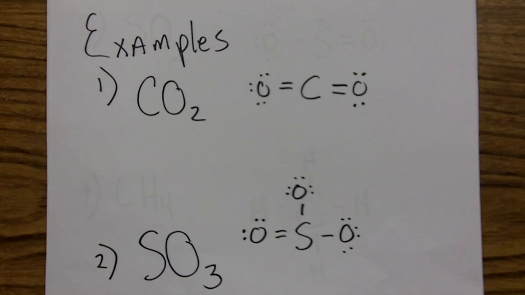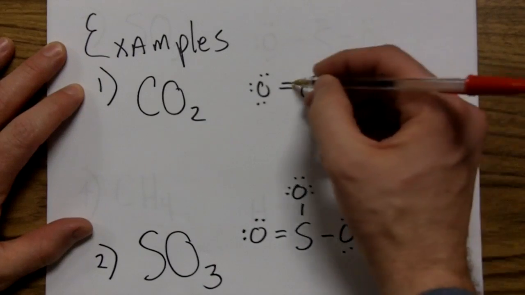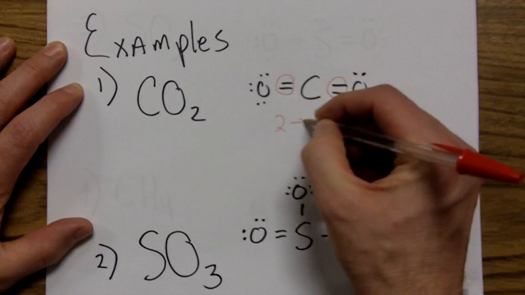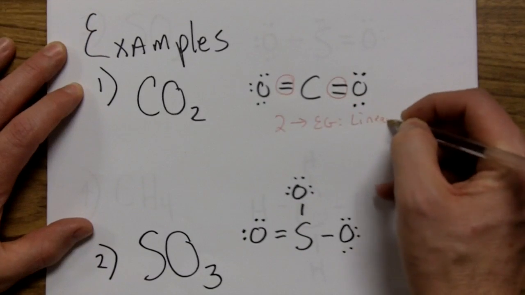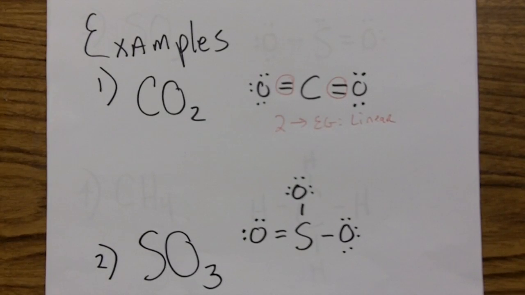Let's take the case of carbon dioxide. Let's say you found the Lewis structure. You've identified the pairs around the central atom. You say there's 2 places where there are electrons. 2 gives us an electron geometry of linear. So we know that this molecule will have electrons oriented 180 degrees across from one another.